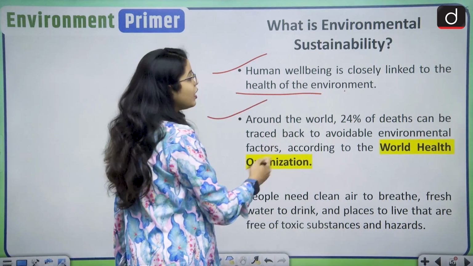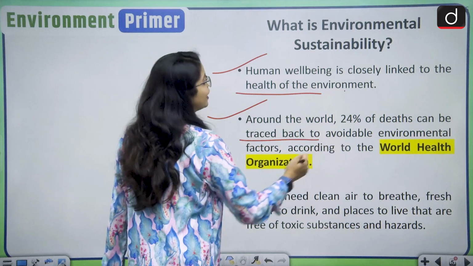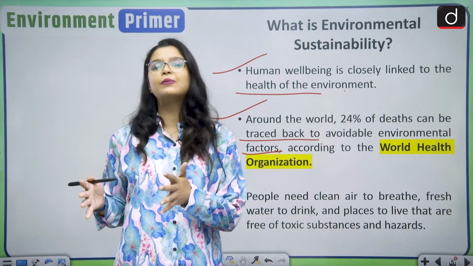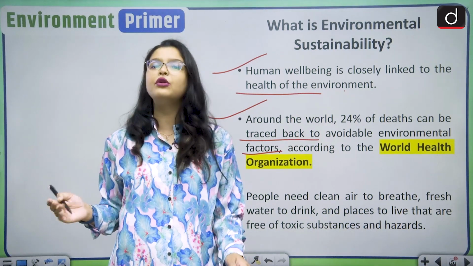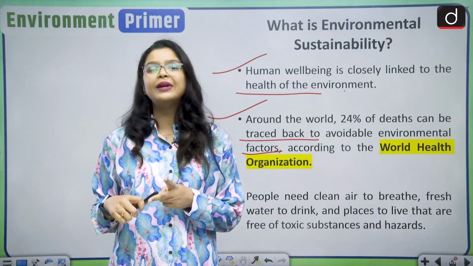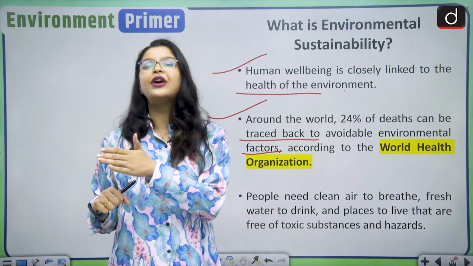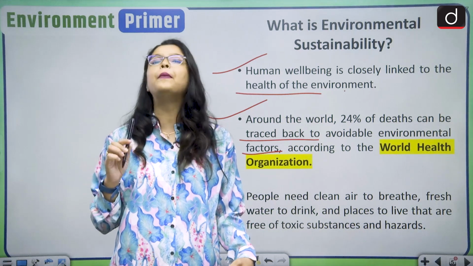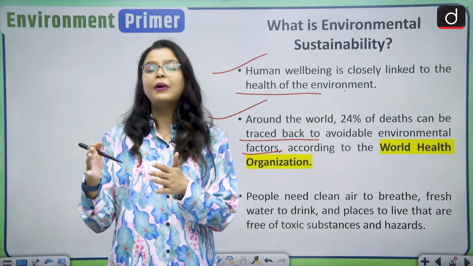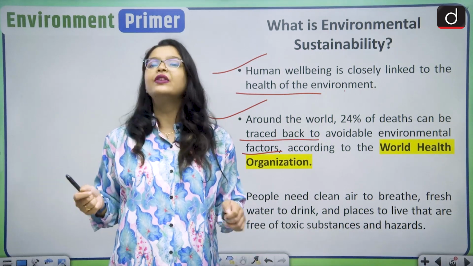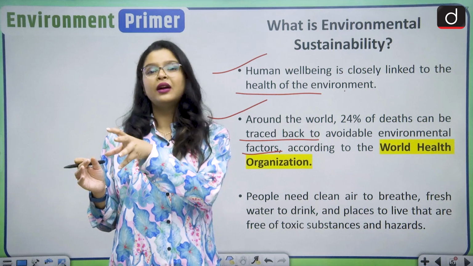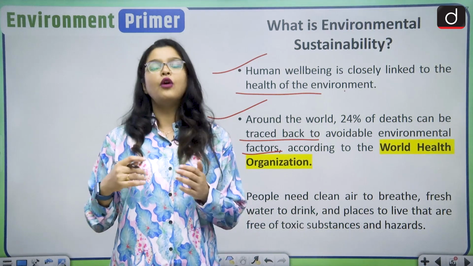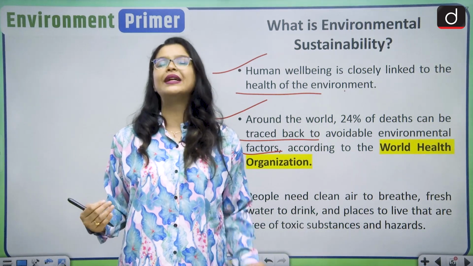Around the world, 24% of deaths can be traced back to avoidable environmental factors, according to the WHO. So what does this statement mean? The World Health Organization is stating that due to natural and human activities degrading our environment, 24% of deaths are being caused, and these deaths can be completely avoided if we follow a path towards building a sustainable future, towards ending the degradation of our environment by human activities. That is how we can avoid these deaths that are happening due to environmental degradation.